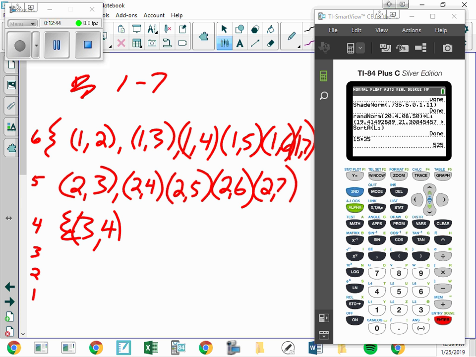Okay, so today's pretty simple. Introduction to set notation. Pick up your worksheet and go.